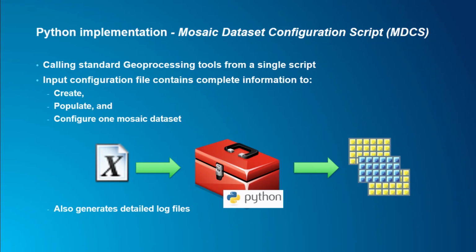And this is just kind of a simple cartoon to give you a mental picture of the structure. The Python toolbox in the center is where we call the various GP tools and create the Mosaic datasets. But the key is you can create and then populate and then set properties on a single Mosaic dataset with one script. Now, if you're building a fairly complicated system and you need to make 10 Mosaic datasets, you would call this tool 10 times. And if you chose to, you could wrap that into a larger script and just have one single tool that does all of it. But the tool that we call the Mosaic Dataset Configuration Script, or MDCS, is that object in the center.